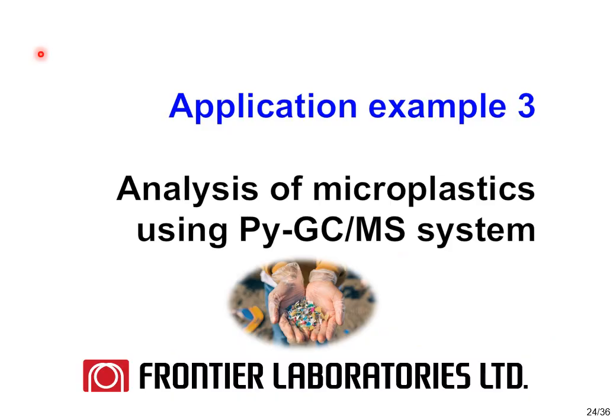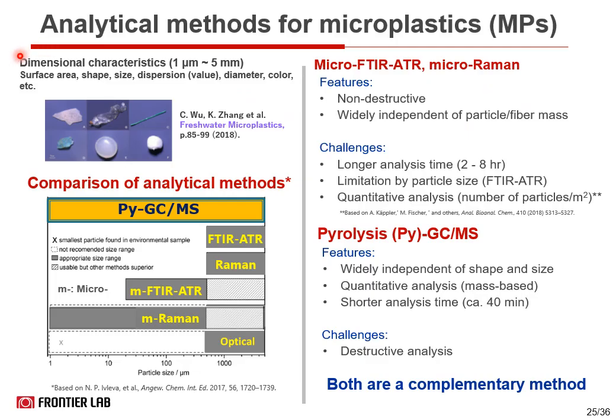The last application example is the analysis of microplastics using the Py-GCMS system. I'm sure that most of you have heard of microplastics in the environment. As shown in the picture, environmental microplastics differ in surface area, shape, size, dispersion, diameter, color, and so on.